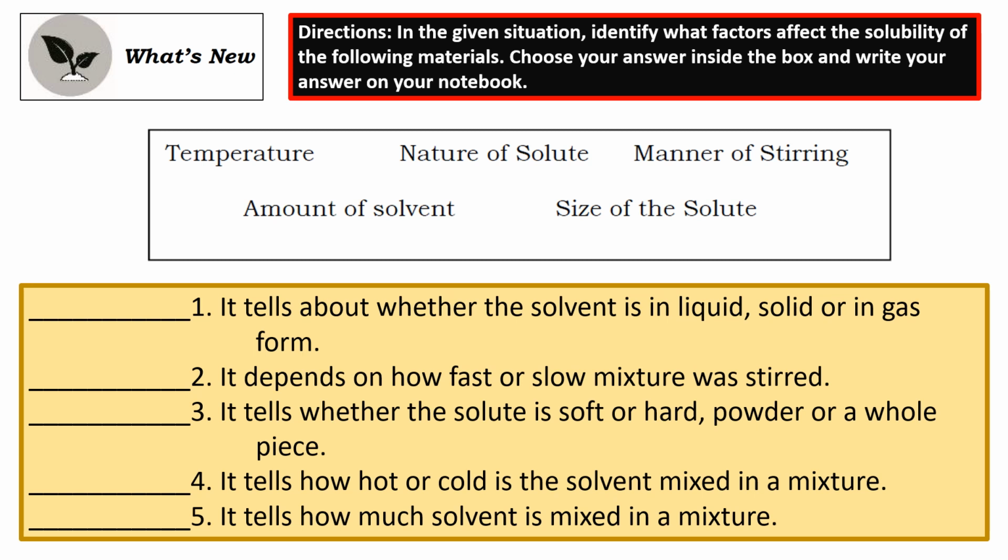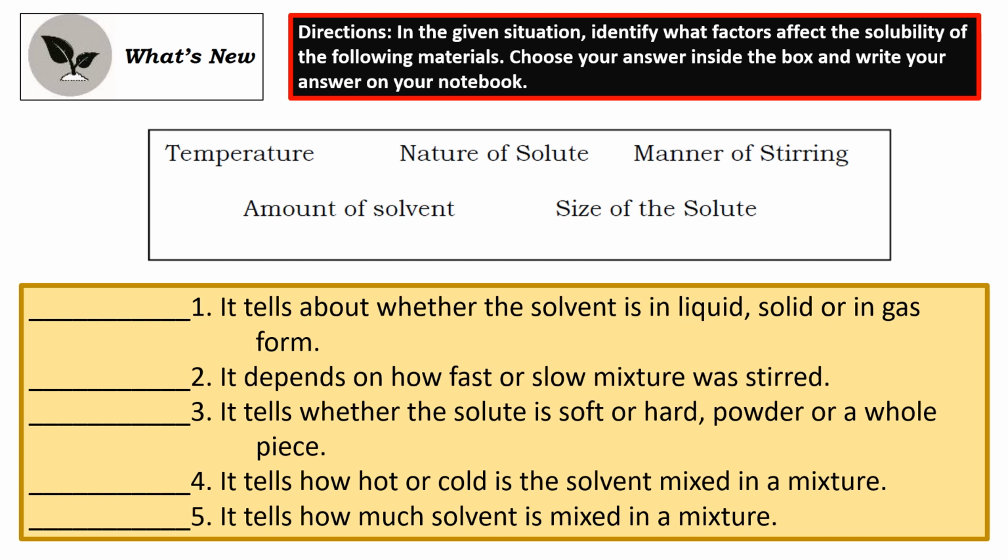And for the last activity, in the given situation, identify what factors affect the solubility of the following materials. Choose your answer inside the box and write your answers in your notebook. Okay, ang mga sagot dyan ay yung nasa box. Sila yung mga factors na nakakaapekto sa pagkatunaw ng isang material. Okay, may mga situation at tingnan ninyo kung ano ang applicable sa situation na factor na yan.